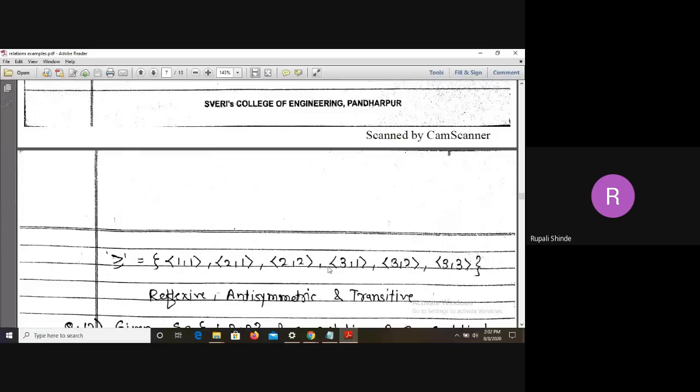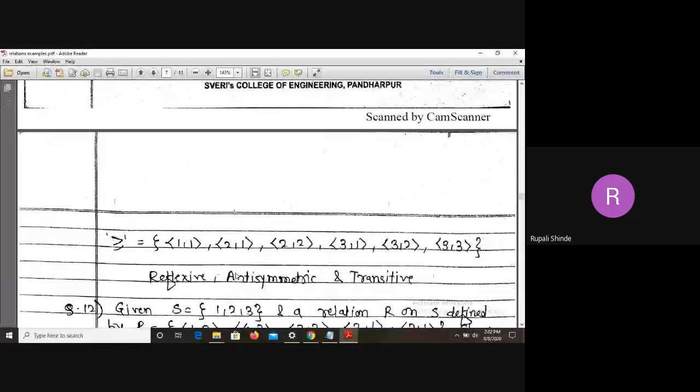If you consider 3 comma 1, 1 comma 1, 1 1 will get cancelled, you will get 3 comma 1. That is also present here. If you consider 3 comma 2 and 2 comma 2, again 2 2 will get cancelled, you will get 3 comma 2. Again 3 comma 2, 2 comma 1, 2 2 will get cancelled, you will get 3 comma 1. That is also present. So likewise, it is satisfying transitive property for each and every order pair. That's why this relation is transitive. So three properties are satisfied: reflexive, antisymmetric, and transitive.